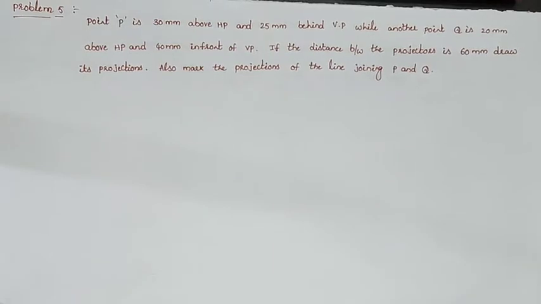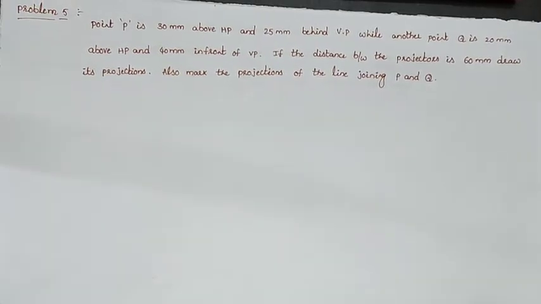Point P is 30 mm above HP and 25 mm behind the VP, while another point Q is 20 mm above HP and 40 mm in front of the VP. If the distance between the projectors is 60 mm, draw the projections. So we will draw the projections one by one.